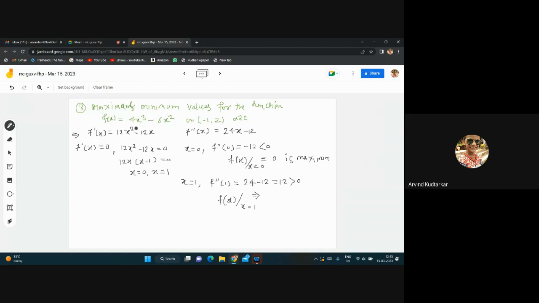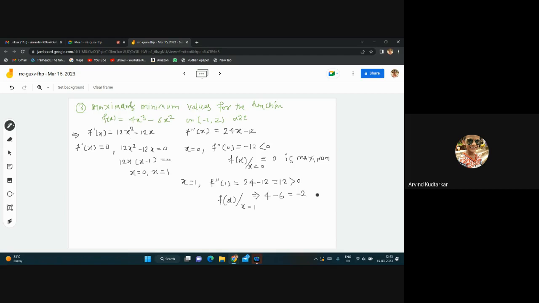So if you substitute x is 0, it is 0 minus 0, so here it will be 0. And f of x at x is 1, what do we get? 4 minus 6, that is equal to minus 2. And this is the minimum value of function.